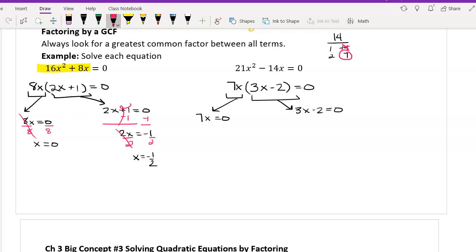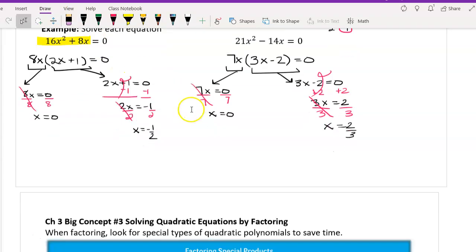Here, divide both sides by 7. x equals 0. On this side, we have to get rid of a minus 2, so we're going to add it to both sides. We're left with 3x equals 2. I need to isolate that x variable, so I divide both sides by what is being multiplied by x. In this case, it is the 3. And I have x equals 2/3. So those are my two solutions there.